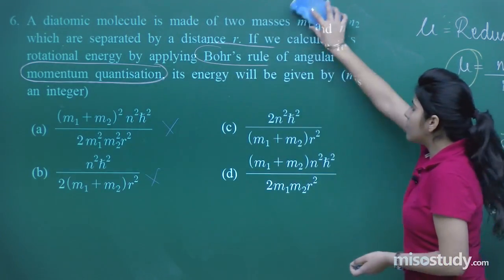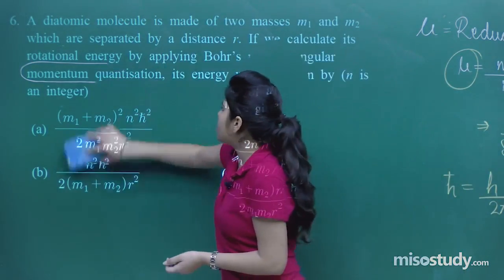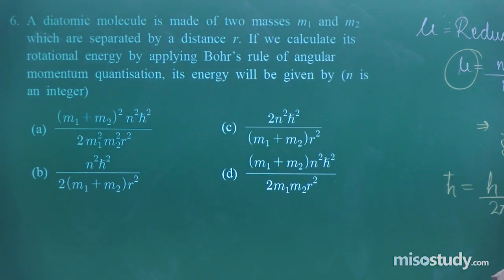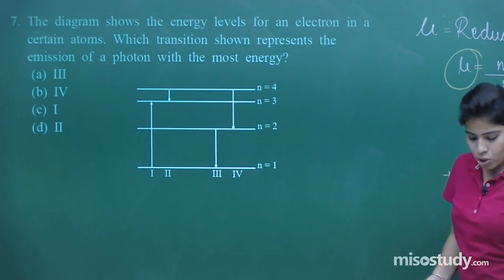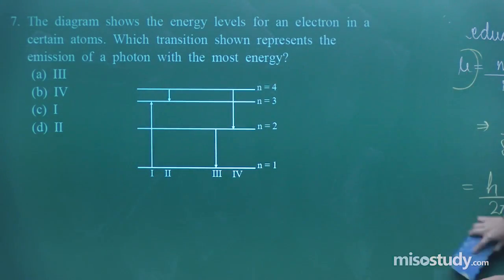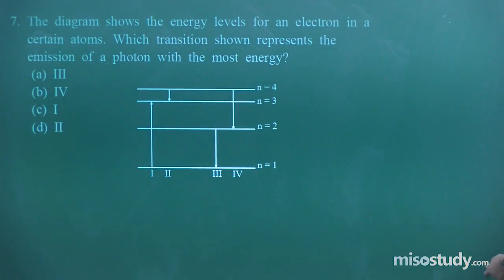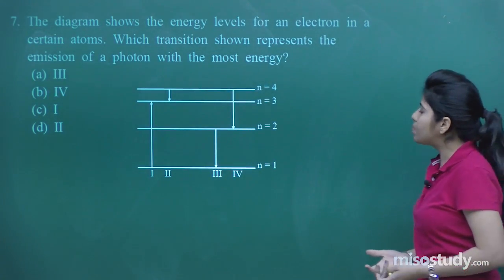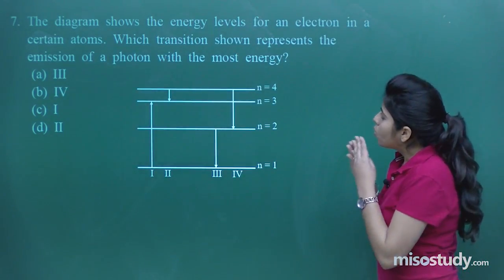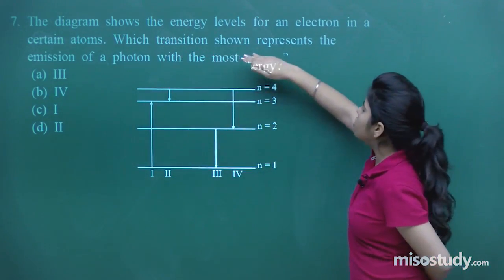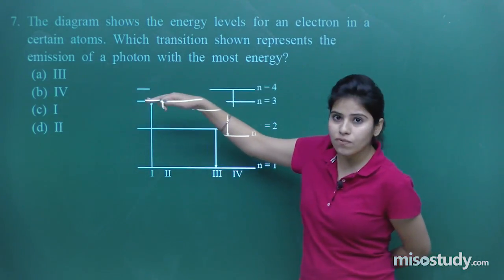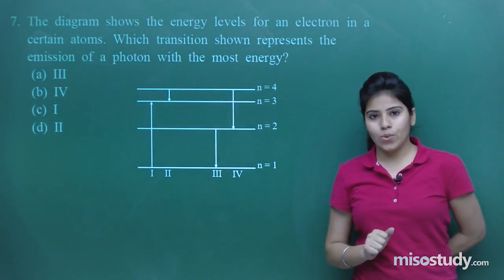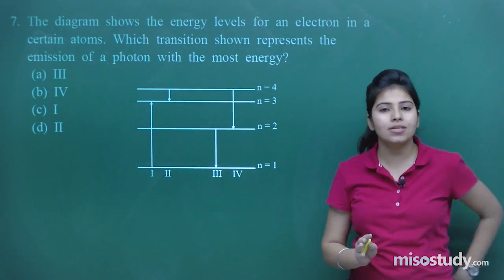that will be question number 7, and we will be applying what we have covered in the theory part. We will see whether we are able to solve the question or not. Okay. So in this question number 7, we have been given an energy level diagram, and a few energy levels have been given, and we have to tell which transition shown represents the emission of a photon with the most energy.